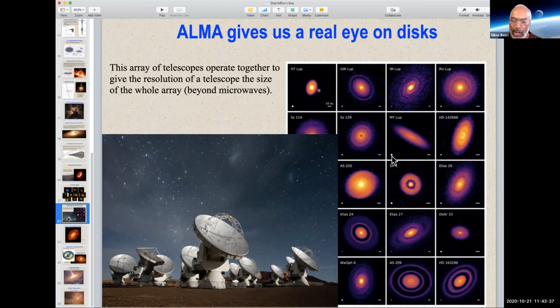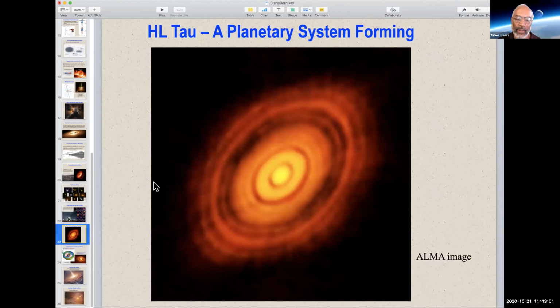So this isn't a talk on planet formation, but you can see at this point that now we're at the point where we really have actual views of planetary systems in formation with these things. Here's a detailed one. Lots of different rings in this disk. And this star is only a couple million years old. We know that.